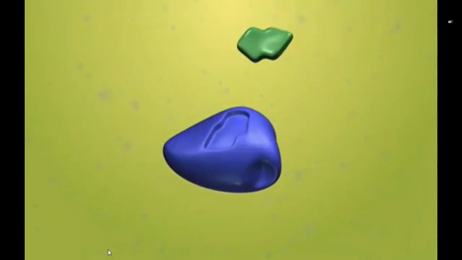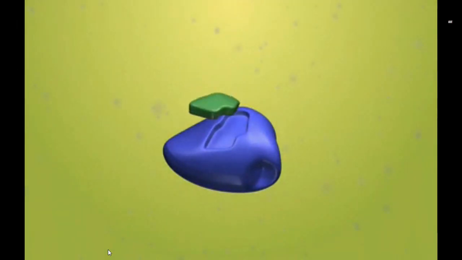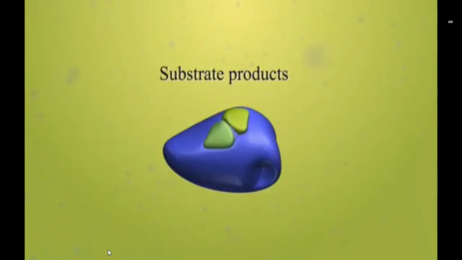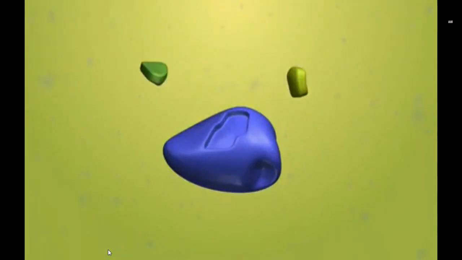The enzyme catalytic cycle is a term for the process in which the substrate enters the active site, which defines the enzyme-substrate complex. The enzyme then facilitates the breakdown of the substrate to its products, which depart the enzyme, leaving the active site free to catalyze another substrate as the cycle begins again.